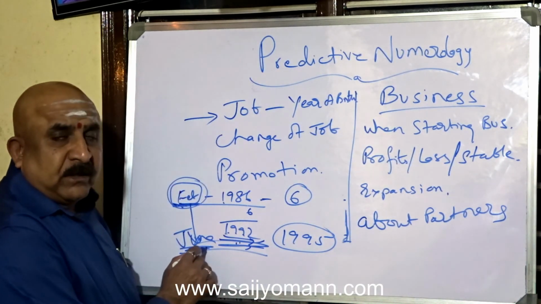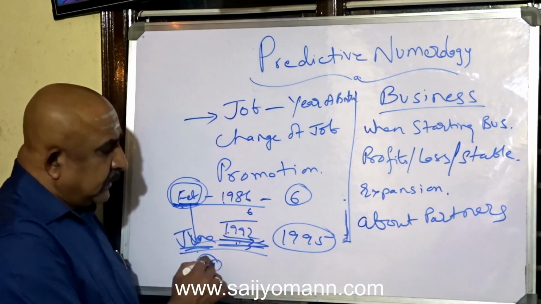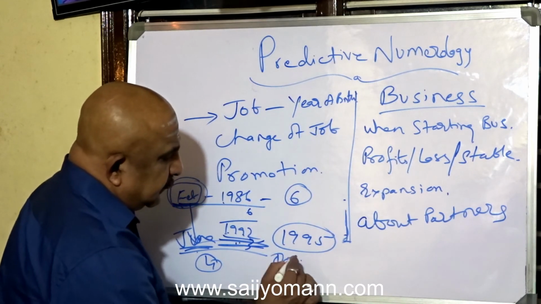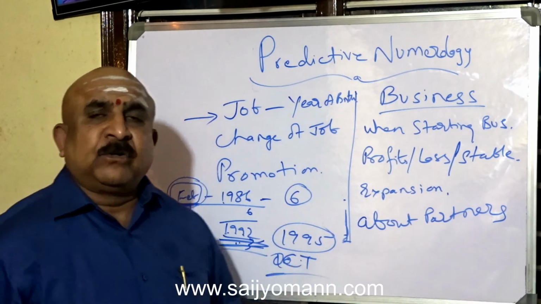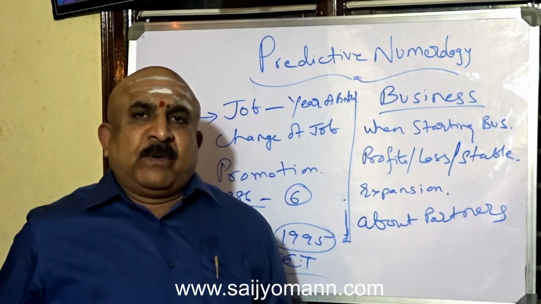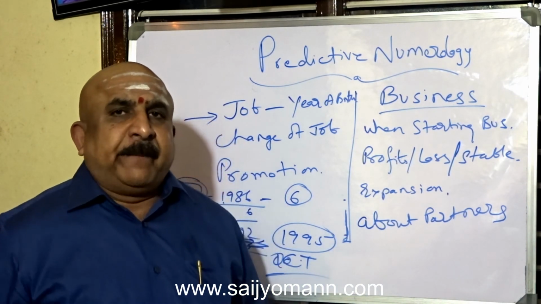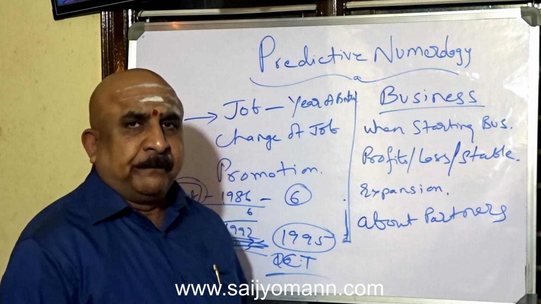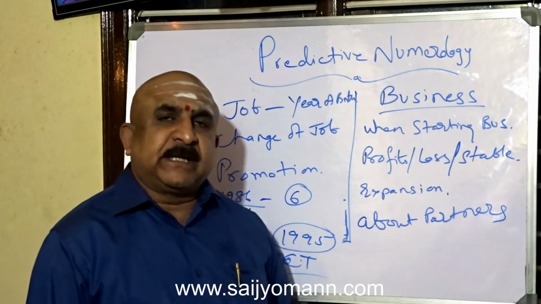June. Correlating June is 4 months. October. October is the month. October 1995 is the month when he will be getting promotion. This is only one example I am doing right now. But there will be a lot to come. He will definitely take up the subject again.